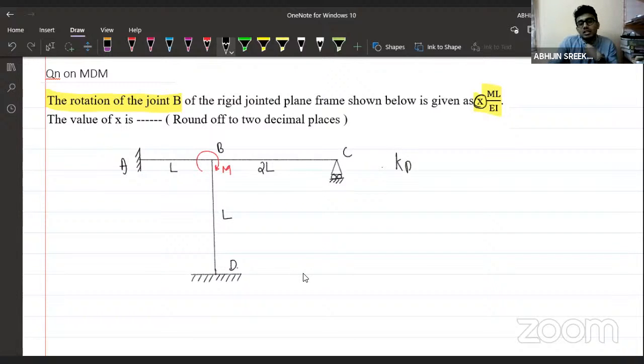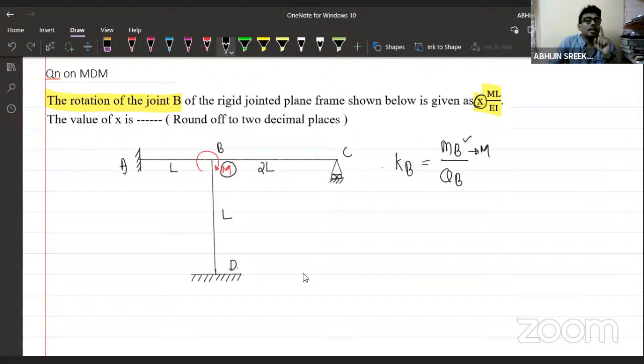Which concept? Stiffness of the joint. Stiffness of the joint is defined as the moment required for the unit rotation of that joint. Stiffness of the joint will be equal to moment applied at that joint divided by rotation of that joint. What is the moment applied at the joint B? The moment at the joint B is already given in the question, that is M.